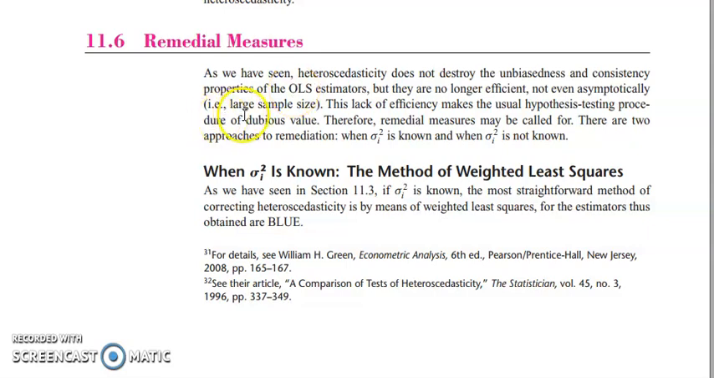If heteroscedasticity is found, the estimators are no longer efficient, and the remedial measures for this will depend on whether sigma i squared is known or not known. When sigma i squared is known, we use the method of weighted or generalized least squares. So what is WLS or GLS, and how does it differ from OLS?